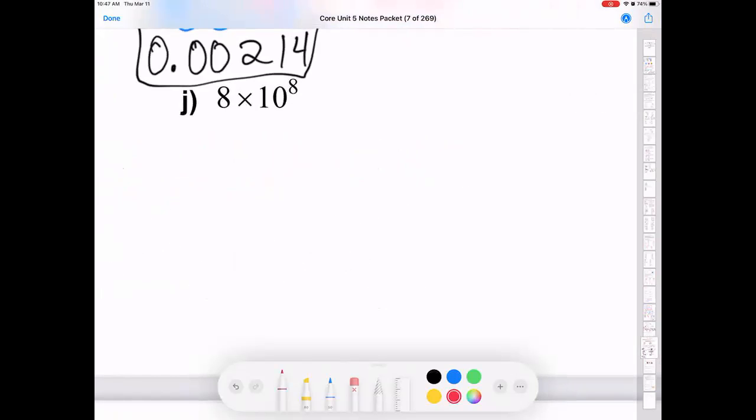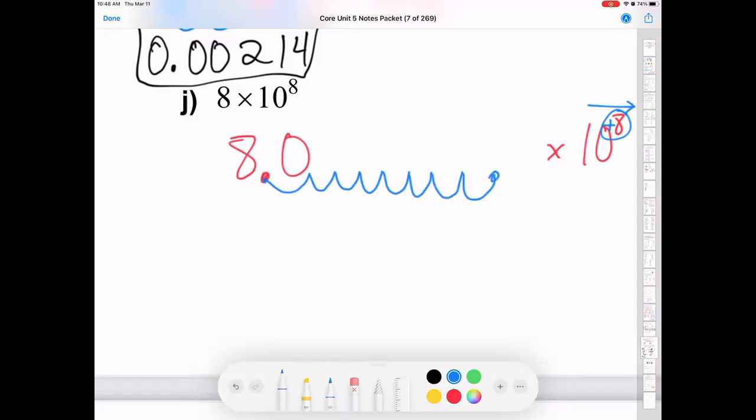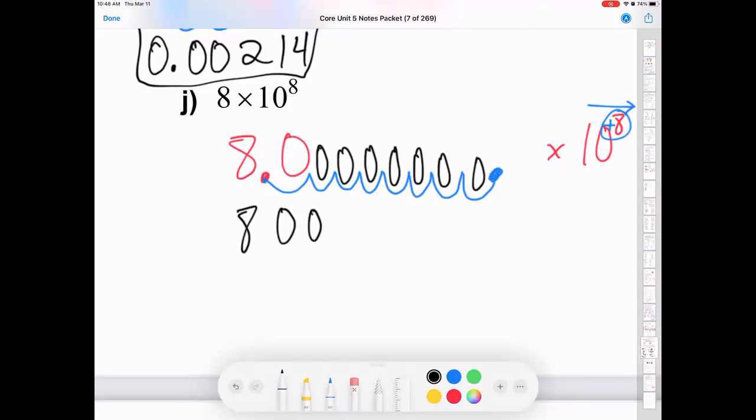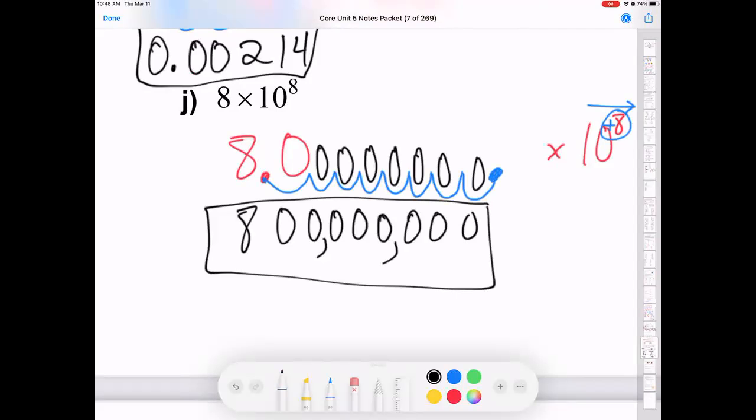And now for J. 8 is really the same as 8.0 times 10 to the 8th. Because that is a positive 8, we are moving to the right 8 decimal places. So 1, 2, 3, 4, 5, 6, 7, 8. And then we put those zeros in for the little bumps. And so when we do that, we have 800,000,000. Commas where they belong, though. For a grand total of 800 million as a standard number.